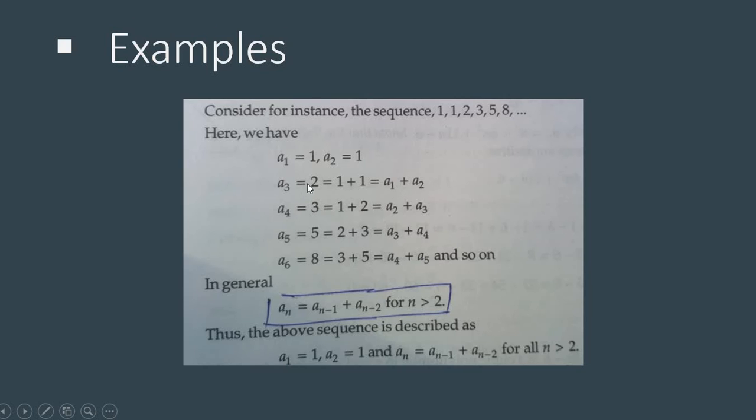Like A1 plus A2 equals 1 plus 1, which equals 2, the third term. The fourth term is 3, which is the sum of 2 plus 1, and the fifth term 5 is the sum of the two previous terms, 3 plus 2, as given here, and so on. So the last term, also denoted as An of the sequence, is nothing but the sum of the two previous terms, like An minus 1 plus An minus 2.